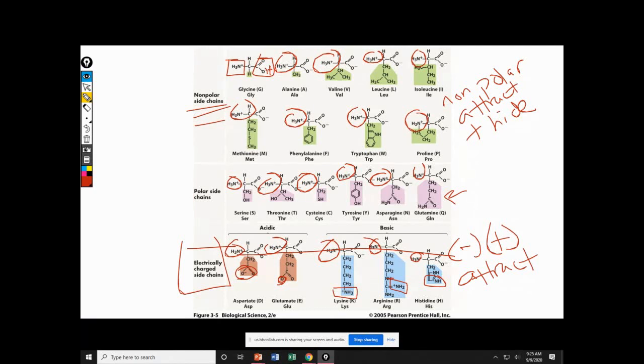Any other questions about what makes an amino acid, which is the smallest component of a protein? So we have the amino group, the carboxyl group, and then the wide variety of R groups. Well, I can't spell anything today, guys.